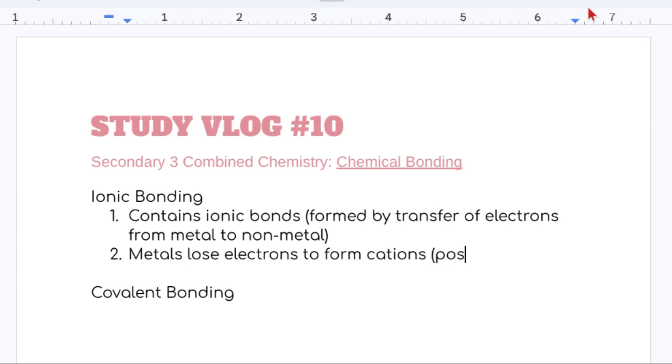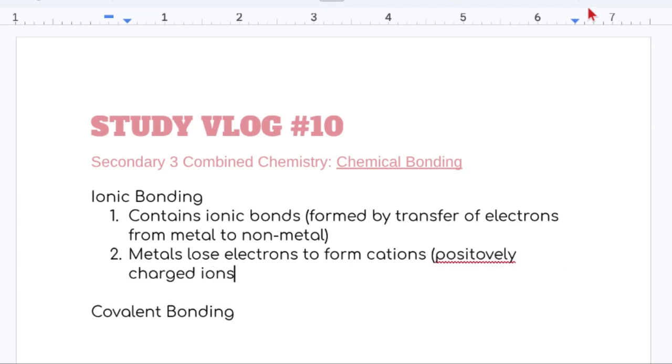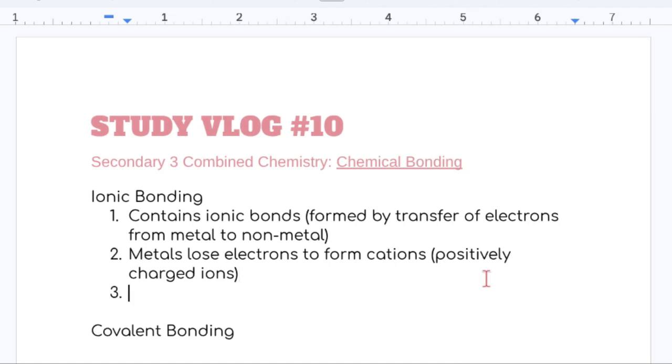These are positively charged ions because when an element has an equal number of electrons and protons, like we learned in Sec 2, once you lose an electron, there will be more protons than electrons, which is why you become more positive. So that's why we call them cations, positively charged ions.